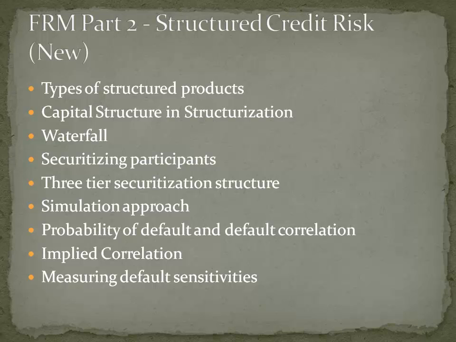Now we'll move to capital structure in a securitization. The capital structure of a securitization refers to the priority assigned to different tranches. In general, the most senior tranche at the top of the capital structure will have the highest priority to receive principal and interest. Since these securities are perceived to be the safest, they also give the lowest coupon.